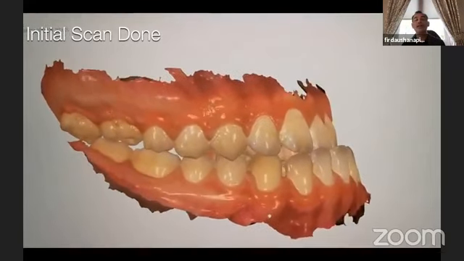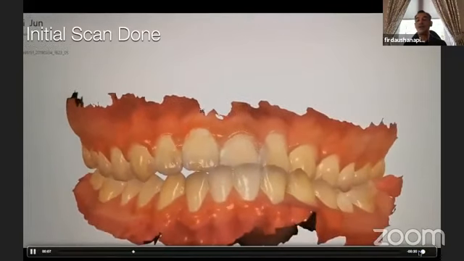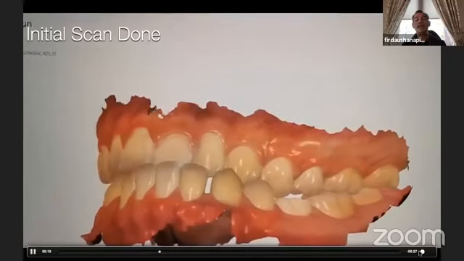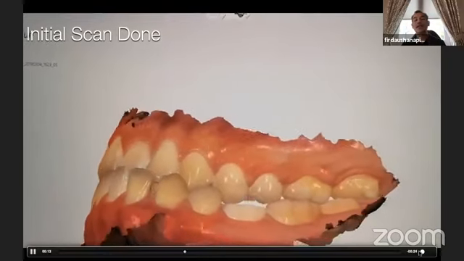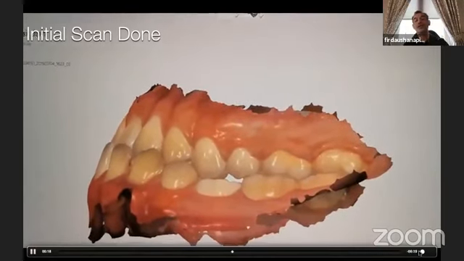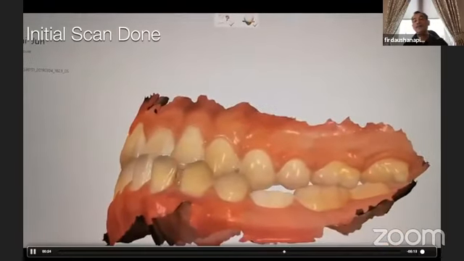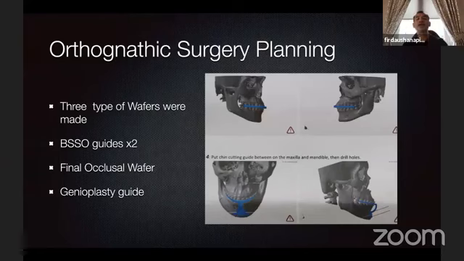So this is the man here. Surgery first case. I'm just going to reduce the sound. You can see there's a crossbite on the left side, and you notice there's also a retained deciduous tooth because there's a congenitally missing second premolar there. Okay, the orthognathic surgery planning was done. We did all the planning. Three types of wafer were made: basically, the BSSO guide to do the BSSO, a final occlusal wafer, and a genioplasty guide.